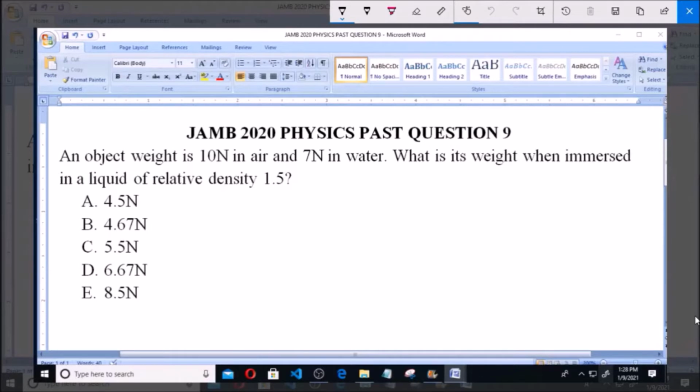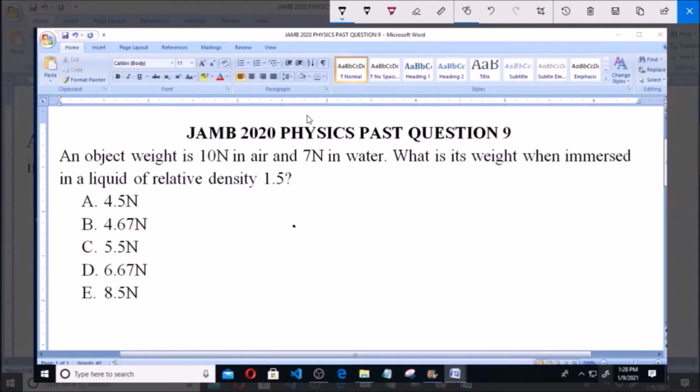Good day and welcome. I will be answering Jamb 2020 Physics Past Question 9. An object's weight is 10 Newton in air and 7 Newton in water. What is the weight when it is immersed in a liquid of relative density of 1.5? Relative density, that is its density relative to that of water, which is 1.5.